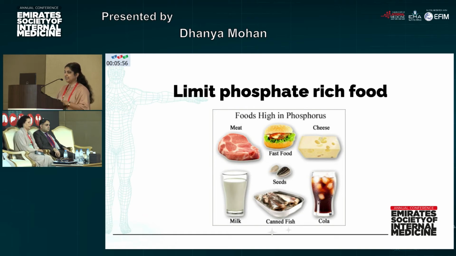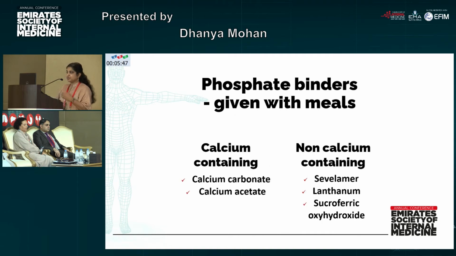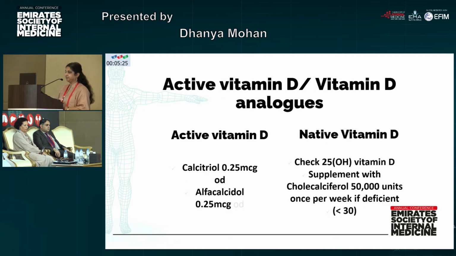So in the early stages, when the phosphate is high in CKD stage 3, recommend the patient follow a low phosphate diet, to avoid meat, cola, fast food, and canned food items, all of which are rich in phosphate. And then we use phosphate binders, which could either be calcium containing, which we use when the calcium is also low, calcium carbonate, calcium acetate. If the calcium is normal or very high, or the phosphate alone itself is very high, we use non-calcium containing phosphate binders like sevelamer, lanthanum, and the newest one in the market is sucroferric oxyhydroxide.